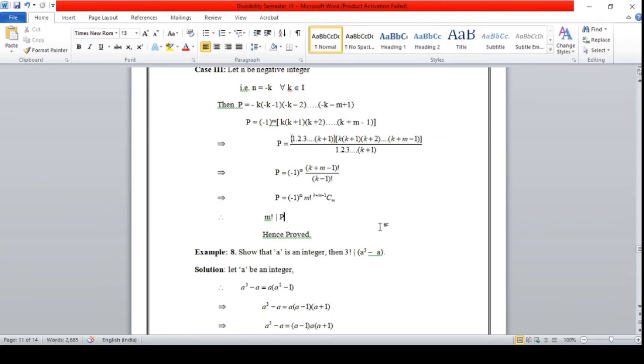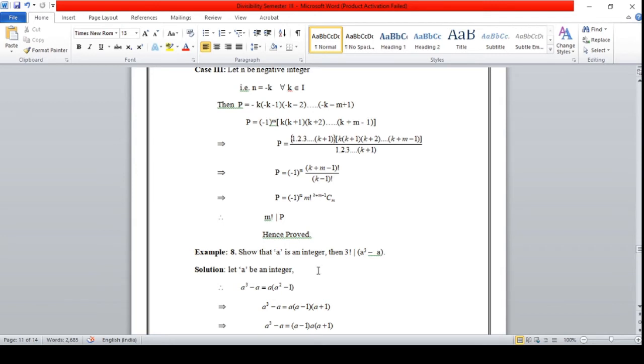And next, this example is based on the divisibility of m factorial. This is the most important theorem, and these are its applications. Example 8: if a is an integer, then 3 factorial is a divisor of a raised to the power 3 minus a.